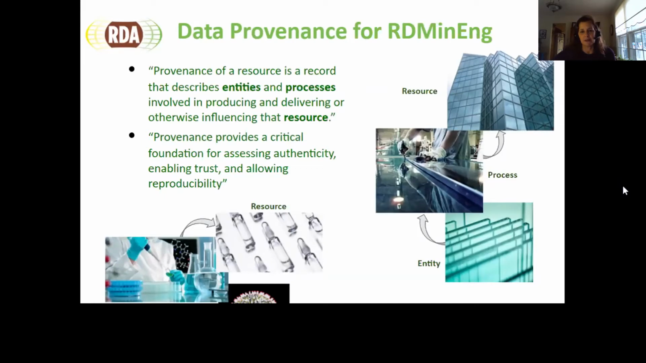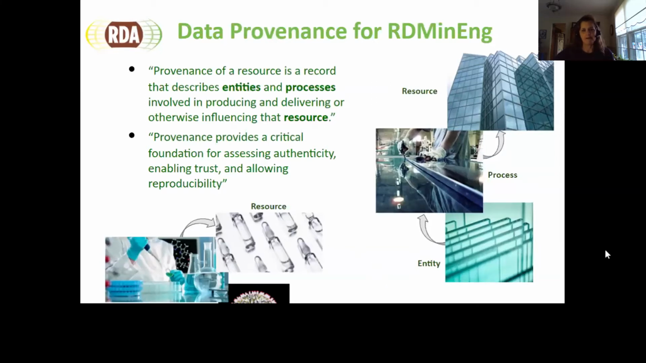Just to begin, introducing provenance, this is the description provided by the W3C Provenance Incubator Group: a provenance of a resource is a record that describes entities and processes involved in producing, delivering, or otherwise influencing that resource. I showed a couple of picture examples oriented toward engineering: glass materials and glass manufacturing, producing very elegant architectural windows, and in the lower left-hand corner, biomedical engineering with the COVID engineering and laboratory work going on and producing a vaccine.